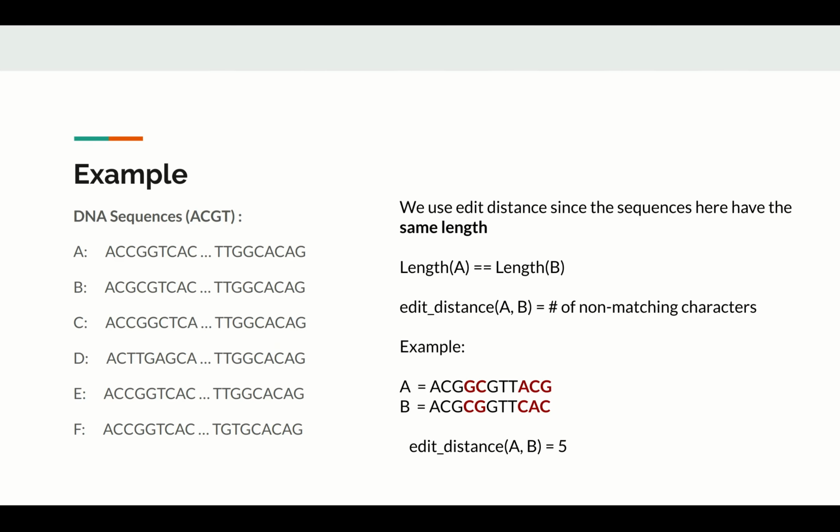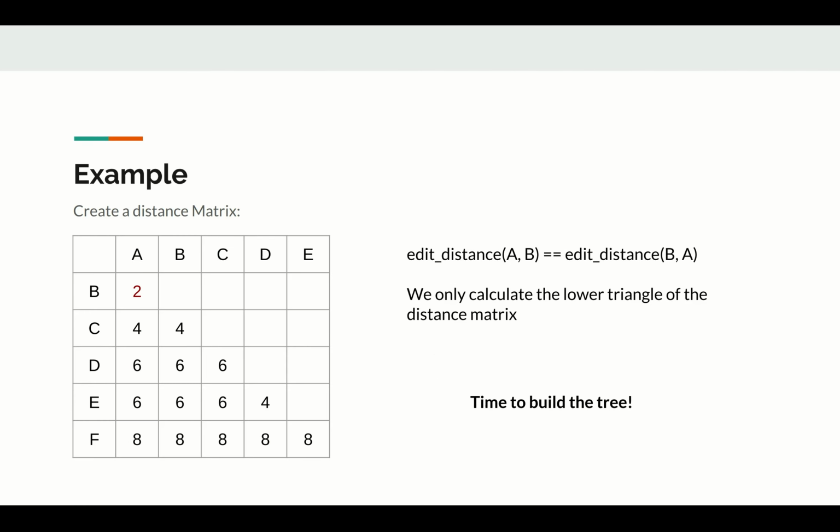positions, 5 ACGTs. So, assuming that these sequences result in these distances, we can start the algorithm. We do not need to fill this matrix entirely, because the distance from A to B is the same as from B to A, and C to D is the same as D to C, so we only need the lower triangle of this matrix. So we start to build a tree.